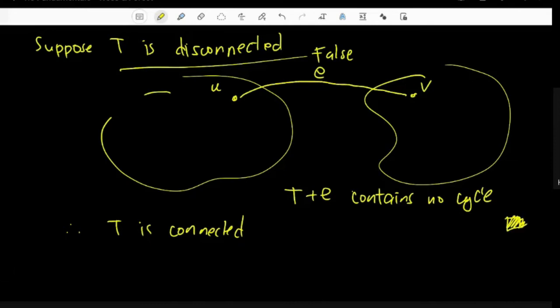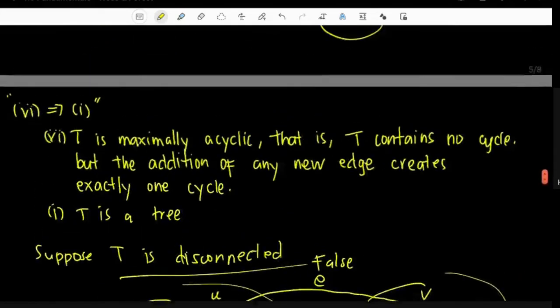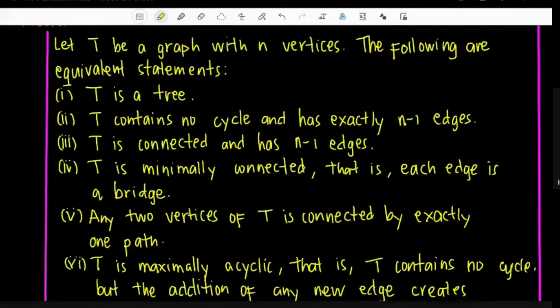This theorem gives us a way to characterize a tree. So whenever any of these properties are observed in a graph, then that graph is a tree. Let me recall these properties. If T is a tree with n vertices, then T contains no cycle and has exactly n minus 1 edges. Meaning if you see a graph with no cycle and you count the number of edges and there are exactly n minus 1 edges, then that particular graph is a tree.